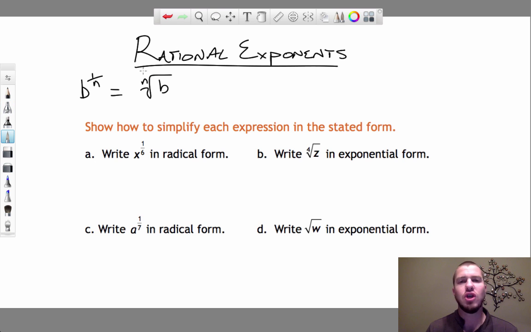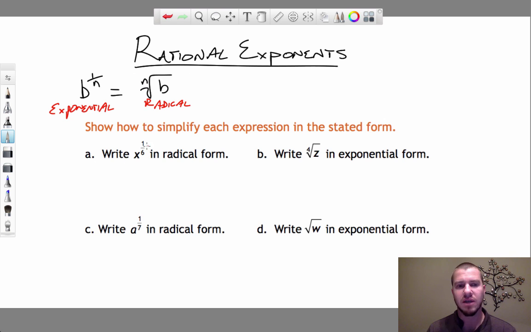So we have two forms here. This is exponential form, and this is radical form. If it's written as a rational exponent or a fractional exponent, that's called exponential form. And if it's written as a radical, that's called radical form. And so b raised to the 1 over n, that denominator becomes your root in the radical, or the index in your radical. Basically all of this.